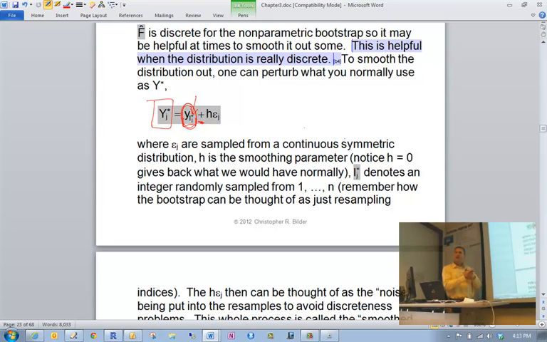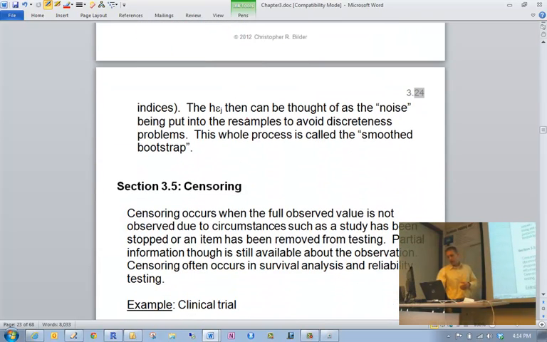And this is going to help smooth out what the actual resample ends up being, and of course then the corresponding distribution. This is called the smooth bootstrap.